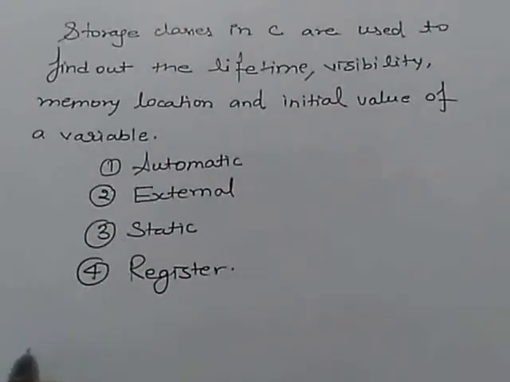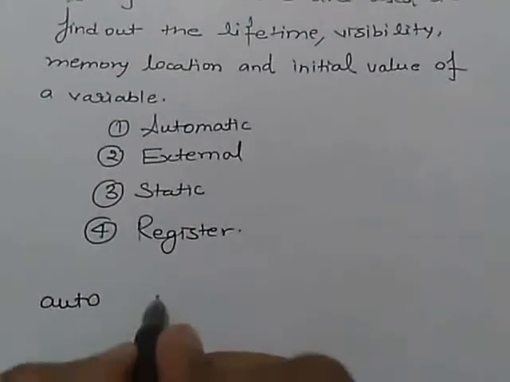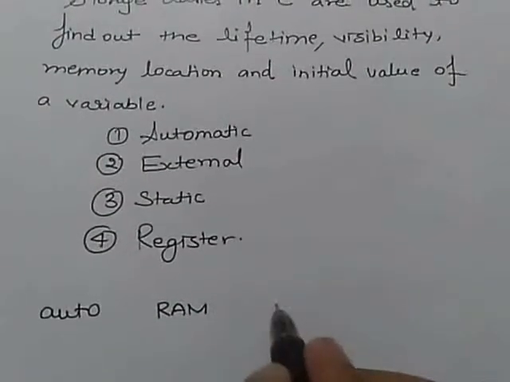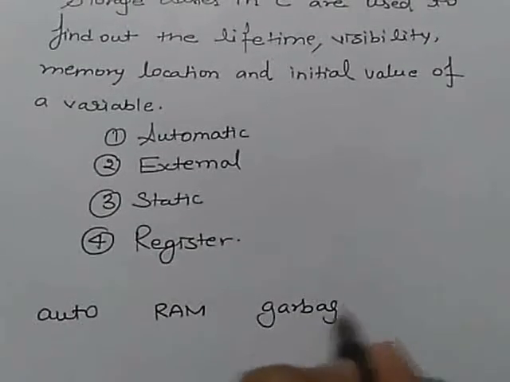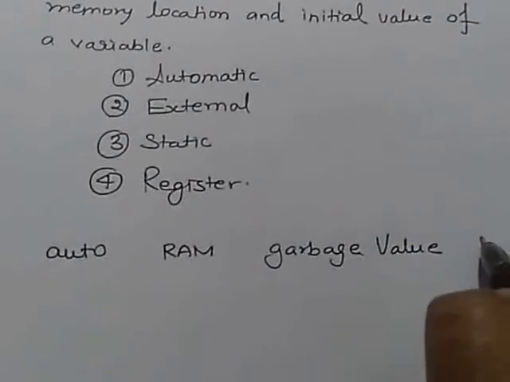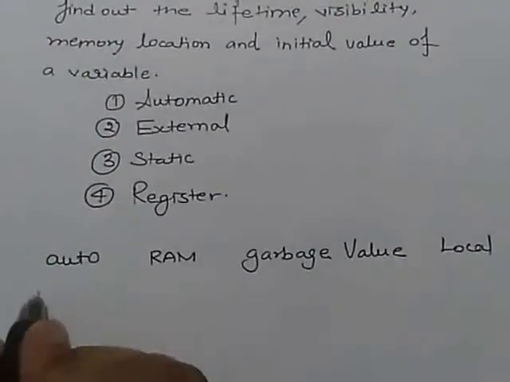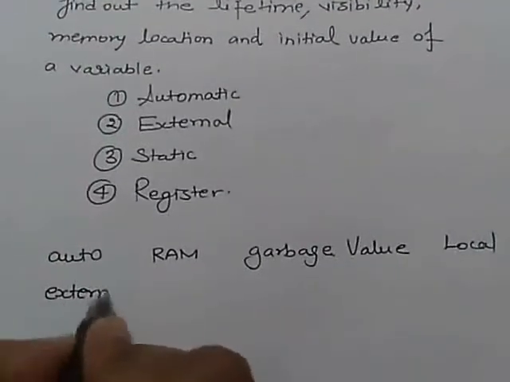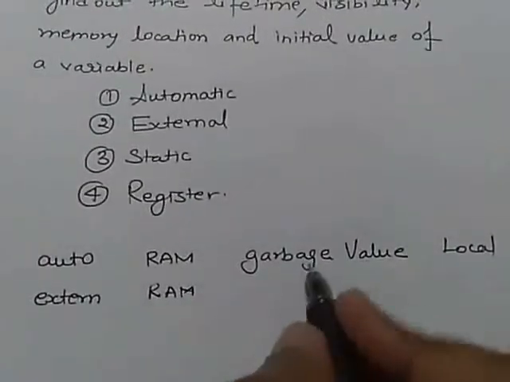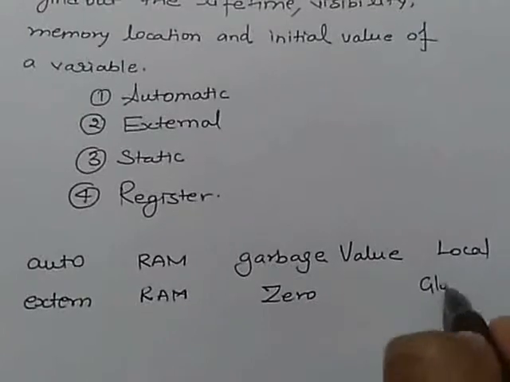Now, if we have an auto storage class, then its storage place is RAM and its default value is garbage value and its scope is local. If we have external, that is extern, its storage place is RAM, its default value is 0 and its scope is global.